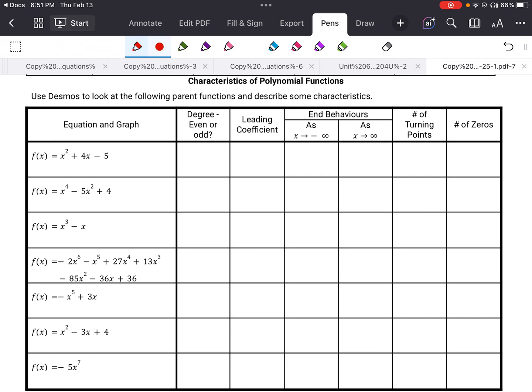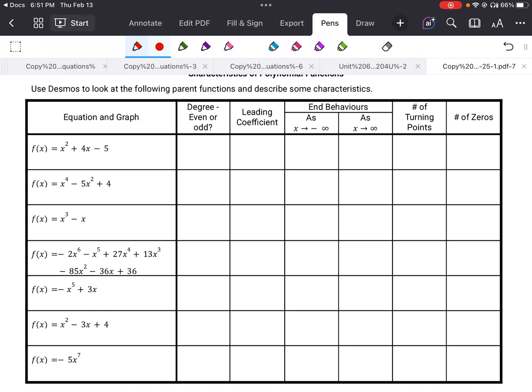Okay, characteristics of polynomial functions use Desmos. We're not going to do that. We're just going to go through this chart. You can look on Desmos if you want. All right, so is the degree even or odd? So in this first one, again, the degree is the largest exponent number. This is quadratic. The degree is 2, so it's even.